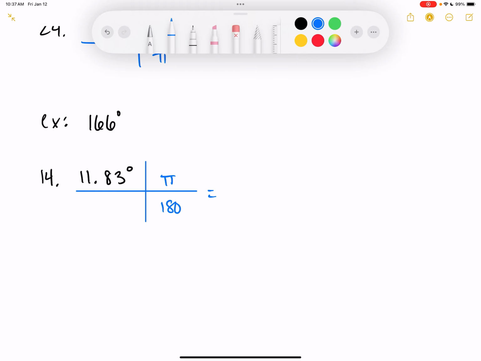How far out do you want us to go? 3. 0.206 radians. Yep. But we need to make sure we put the RAD on there, since it doesn't have the pi to signal that that's what that is.